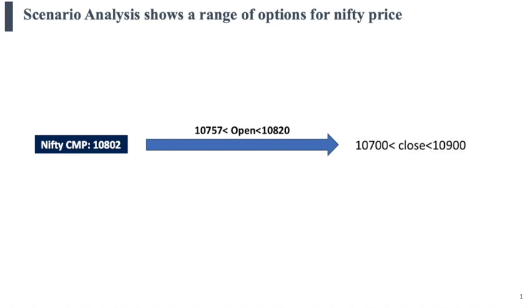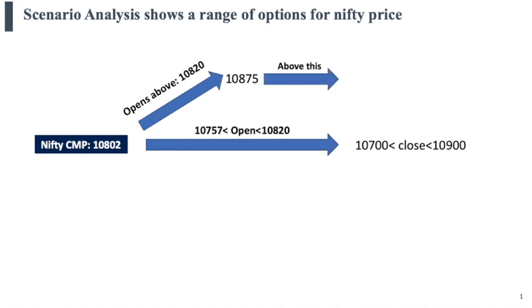The second possibility is that Nifty can open above 10,820. If that happens, it can go up till 10,875. If it is even able to pass that, then there is a possibility that Nifty can go till 10,940. If it goes above this, although the chance of this happening is very less, it can go till 11,000.